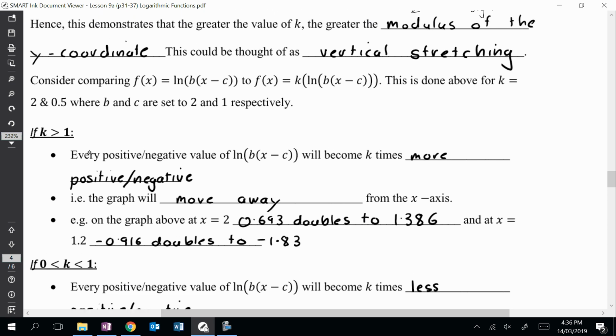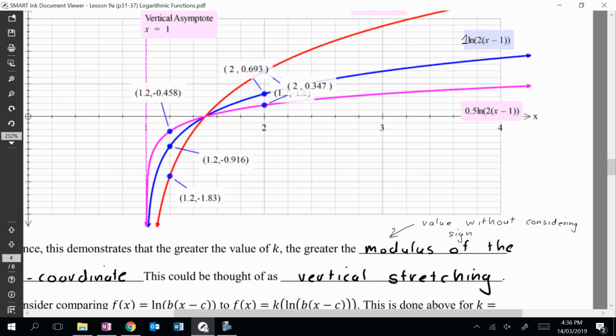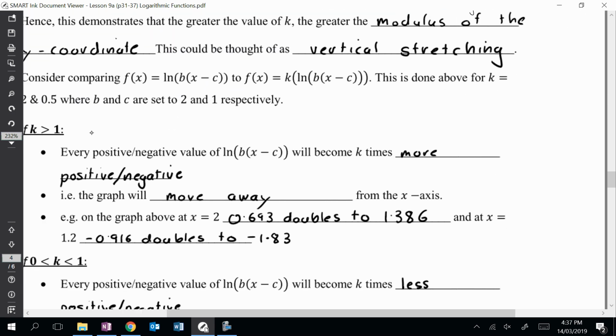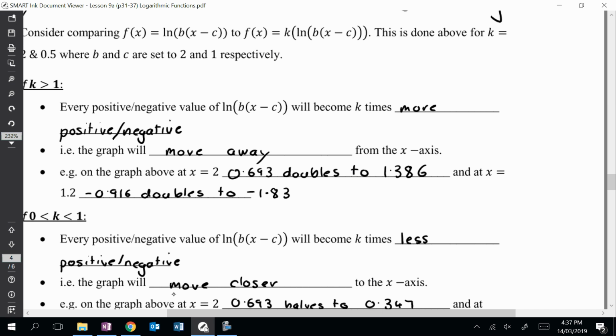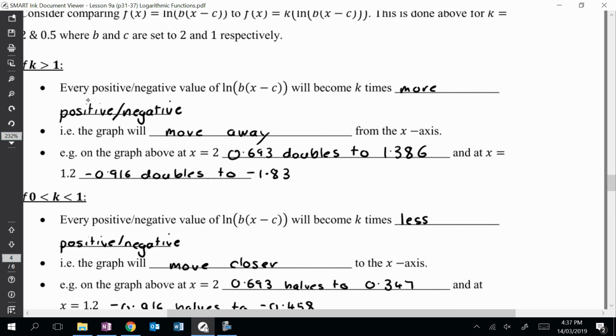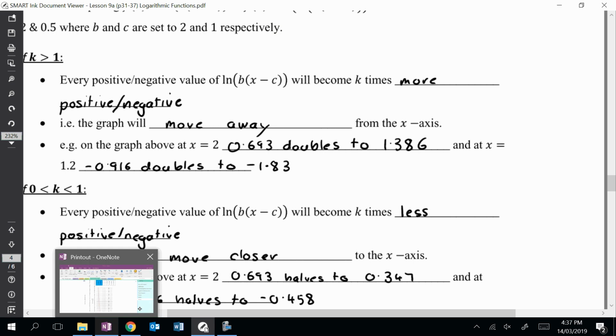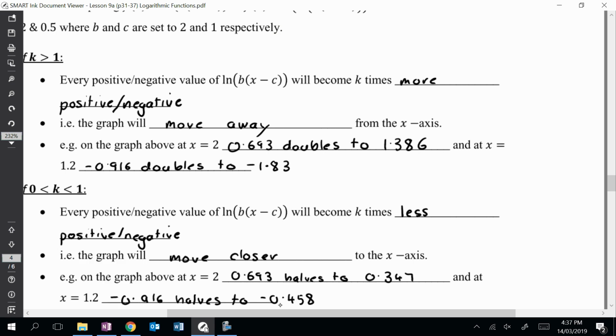Okay, now if k is between 0 and 1, this is the half, then we see it moves towards the x-axis and each value halves. So it becomes less positive or negative. It moves closer to the x-axis. 0.693 halves to 0.347, and negative 0.916 halves to be negative 0.458.